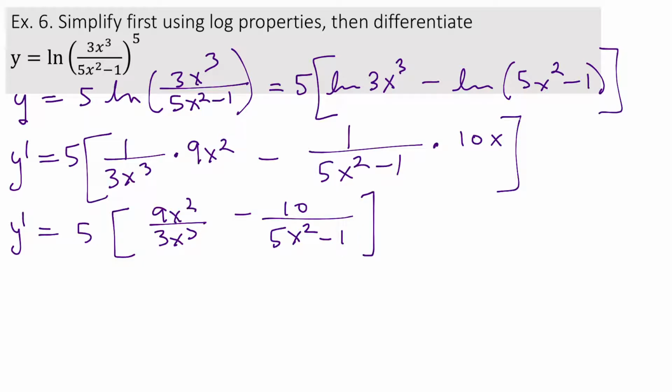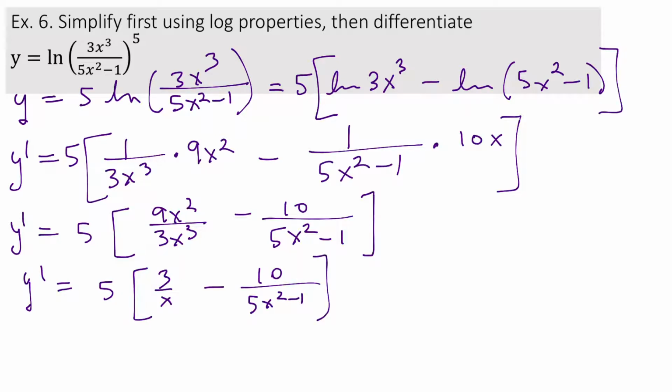And then let's see if we want to do anything else to this. So let's reduce that fraction a little bit. So that would be 3 over x minus 10 divided by 5x squared minus 1. Of course, there's more that we could do to this, but let's just leave it like that.